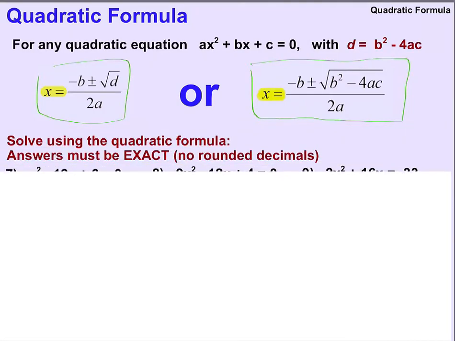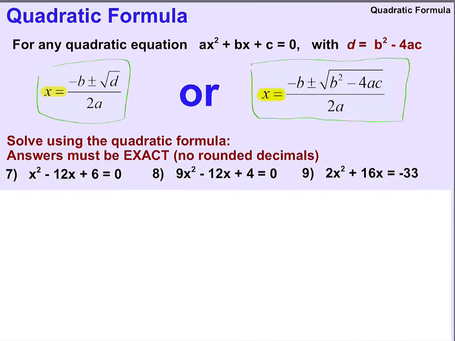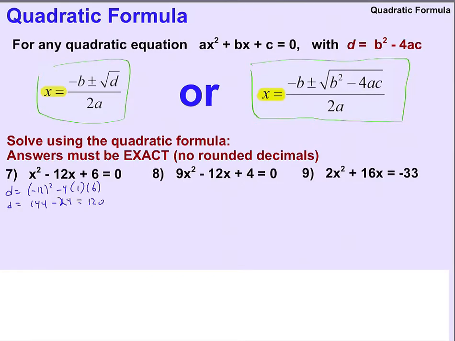So let's see a couple of examples. We're going to use the quadratic formula to solve these equations. So first, x squared minus 12x plus 6. For the first one, we'll use the discriminant equation. So we'll find the discriminant first. Remember, that's b squared minus 4ac. You might recognize we did these in the last videos, but it's 144 minus 24, which is 120. So that's your discriminant, 120.